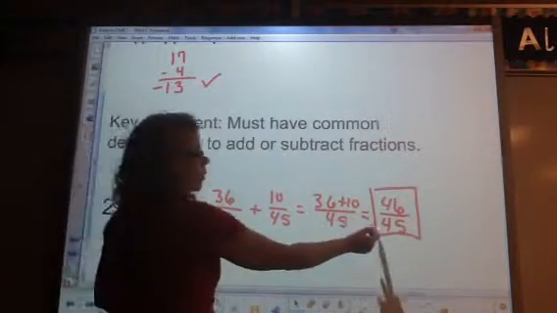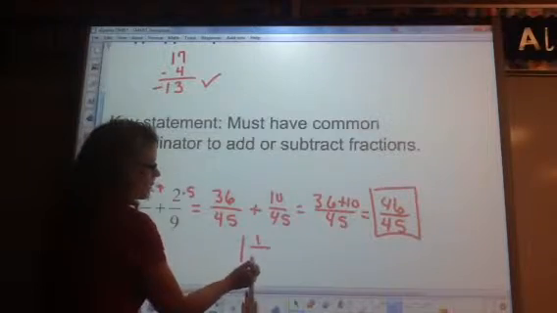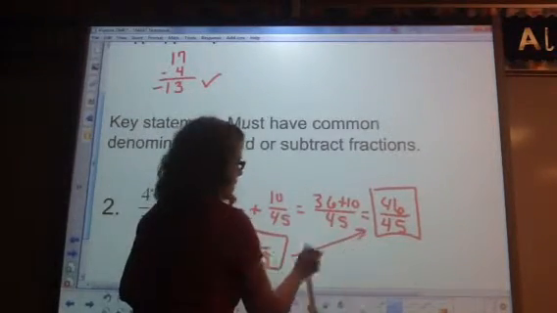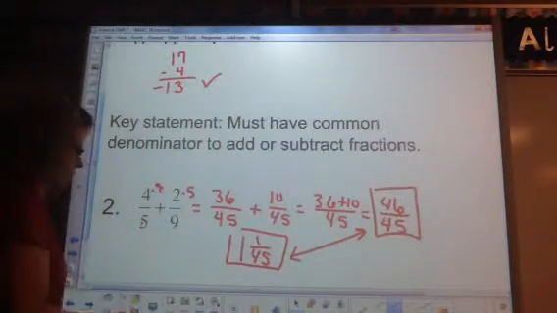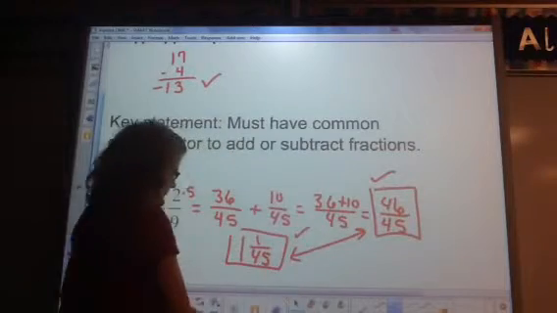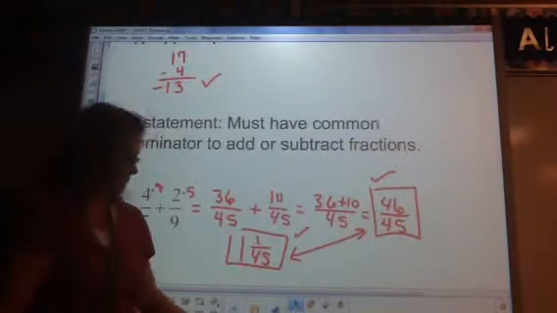So how many times will 45 go into 46? 1, with how many left over? 1. So you all need to know that these two are equivalent. Okay, so if you got the right answer, check it. If not, circle it and correct it, please.